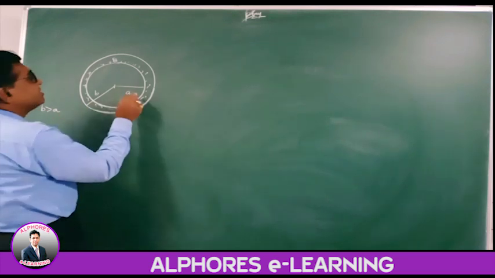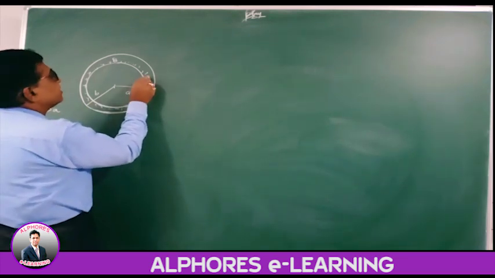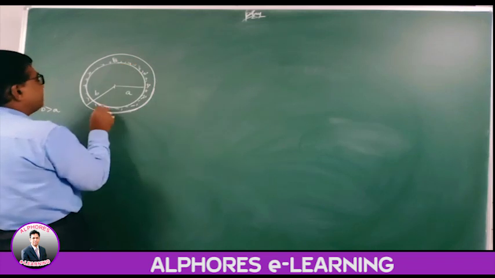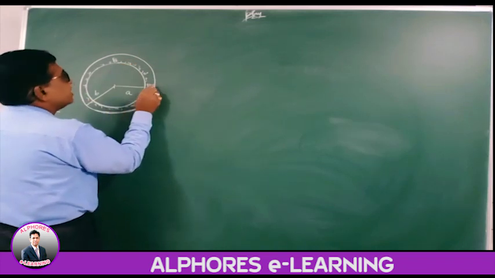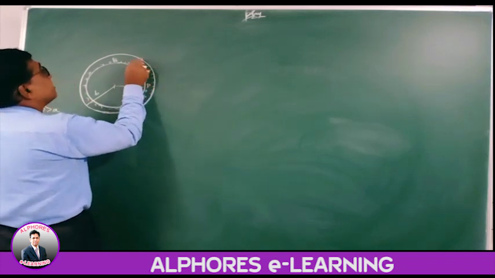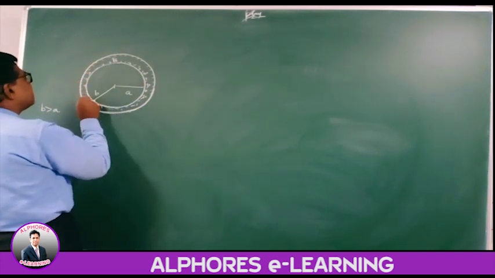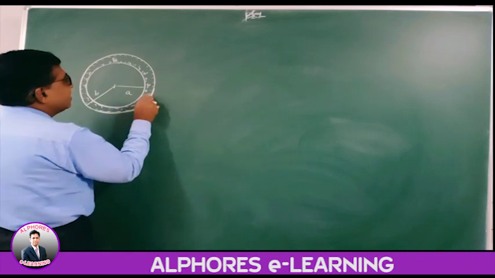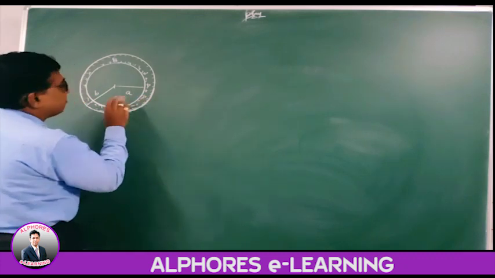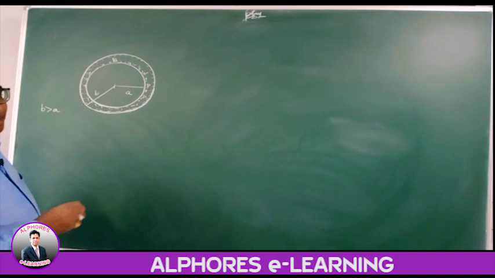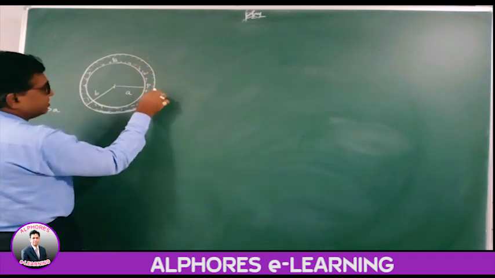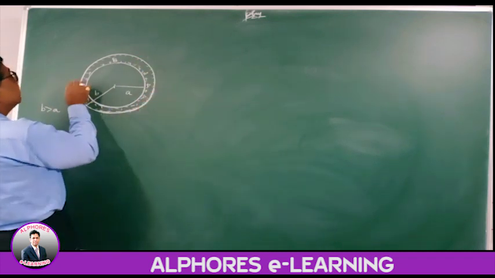Then what happens? Due to the positive charge on the inner sphere, a negative charge is induced on the inner side of the spherical shell. And positive charge will appear on the outer side of the spherical shell.